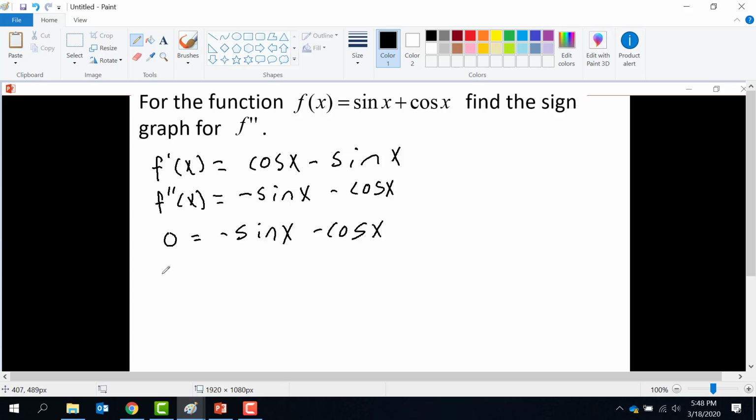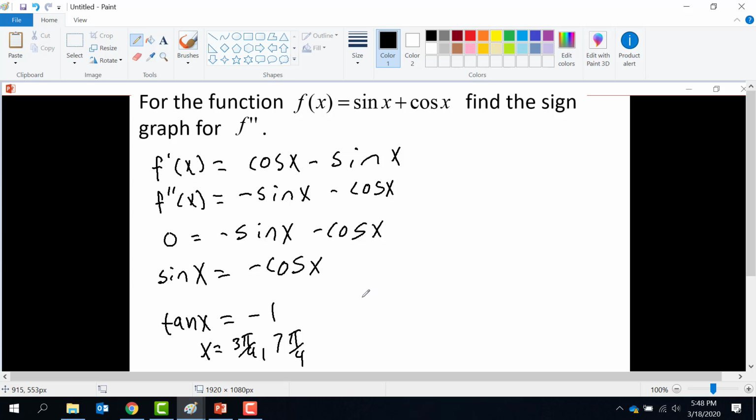Same trick, add the sine of x over. Sine of x equals negative cosine of x. Divide both sides by the cosine of x so that we end up with the tangent of x equals negative 1. And so then x is equal to, so we're looking again for tangent values of negative 1, and we've already done this, it's the same thing. These happen at 3 pi over 4 and 7 pi over 4.